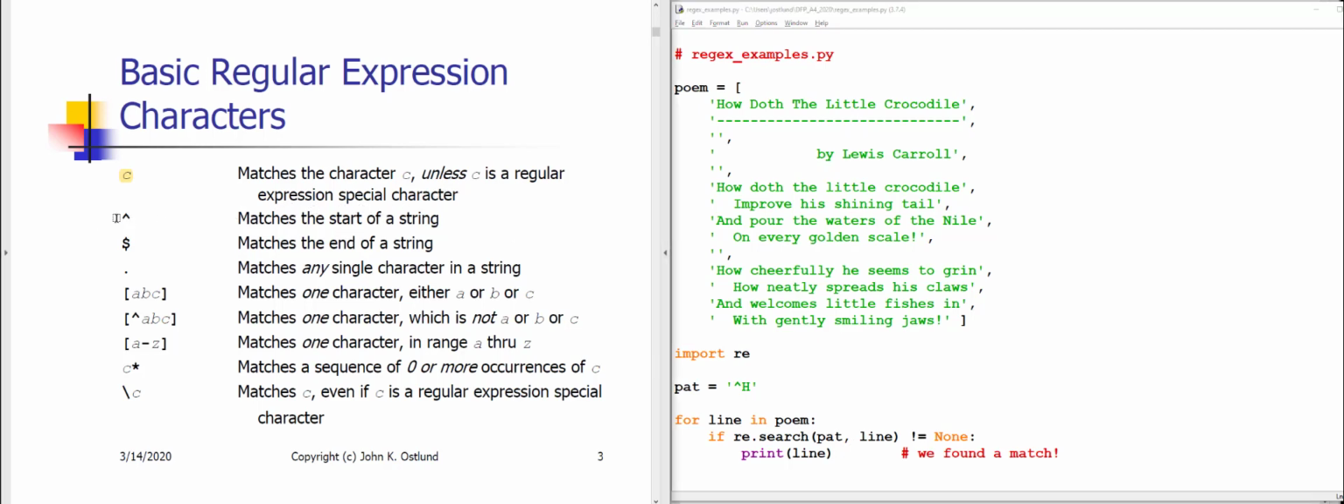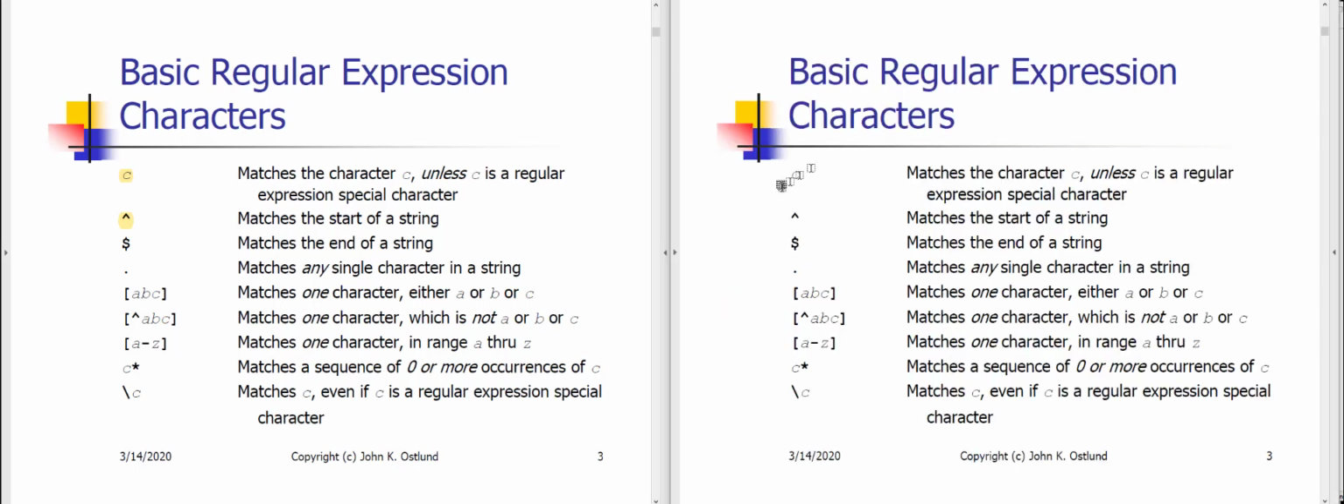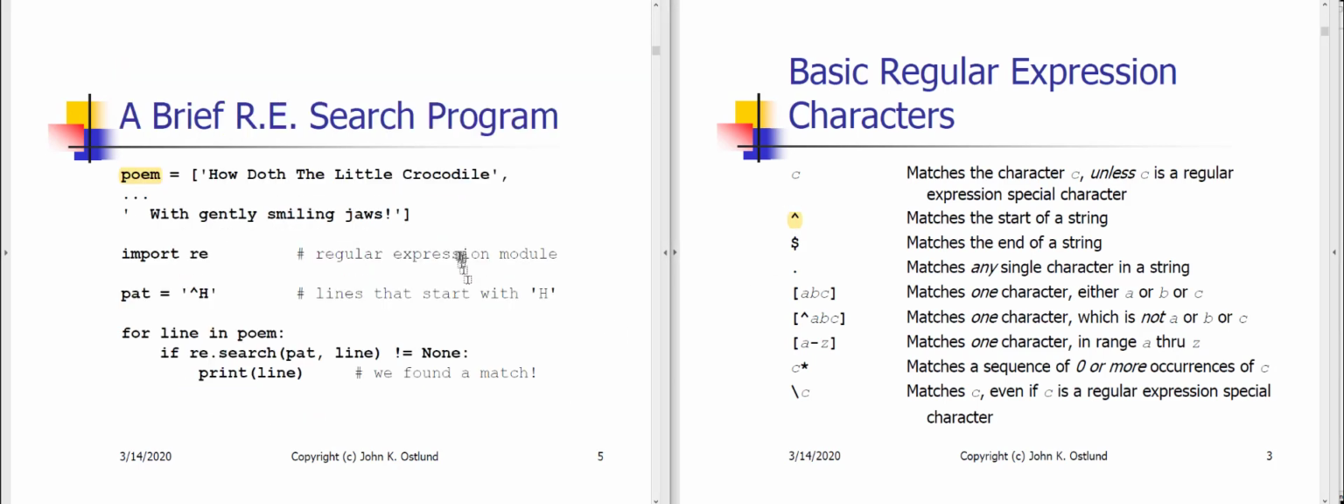Now, the first special character that we're going to introduce is the caret symbol. Let me get back over on this side. So we're going to introduce the caret symbol. And caret is what's often called the beginning of line anchor. It matches the start of the string.